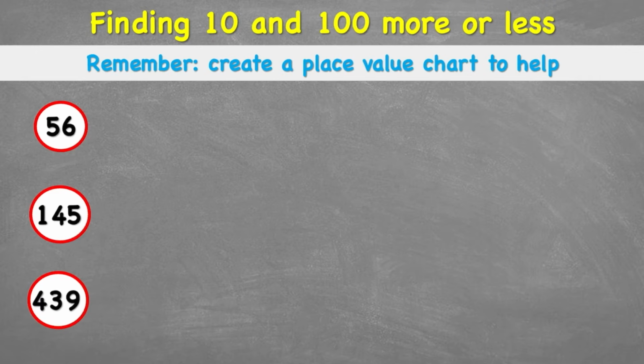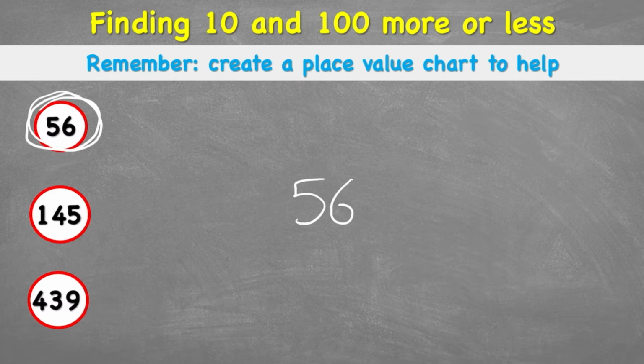Okay, so the thing we're going to remember today is that we're going to create a place value chart to help us. Let's see what that looks like with our first example, which is the number 56. So we're working with the number 56. Our tip said to use a place value chart.